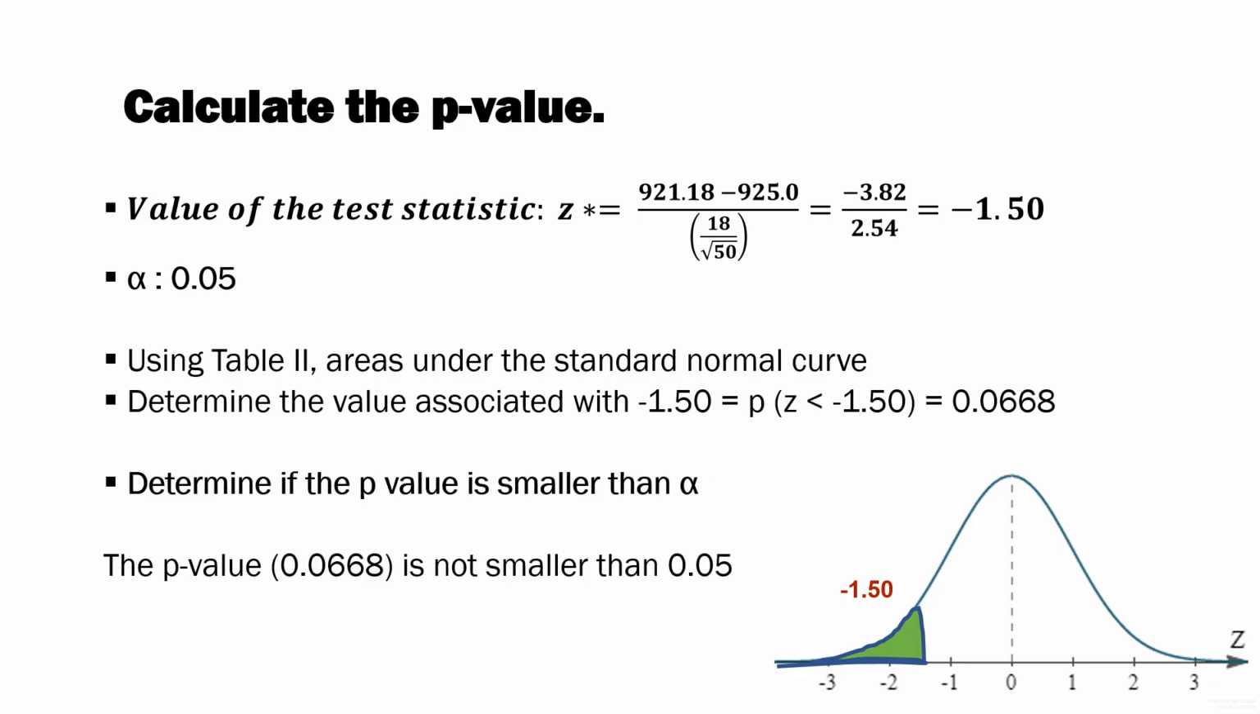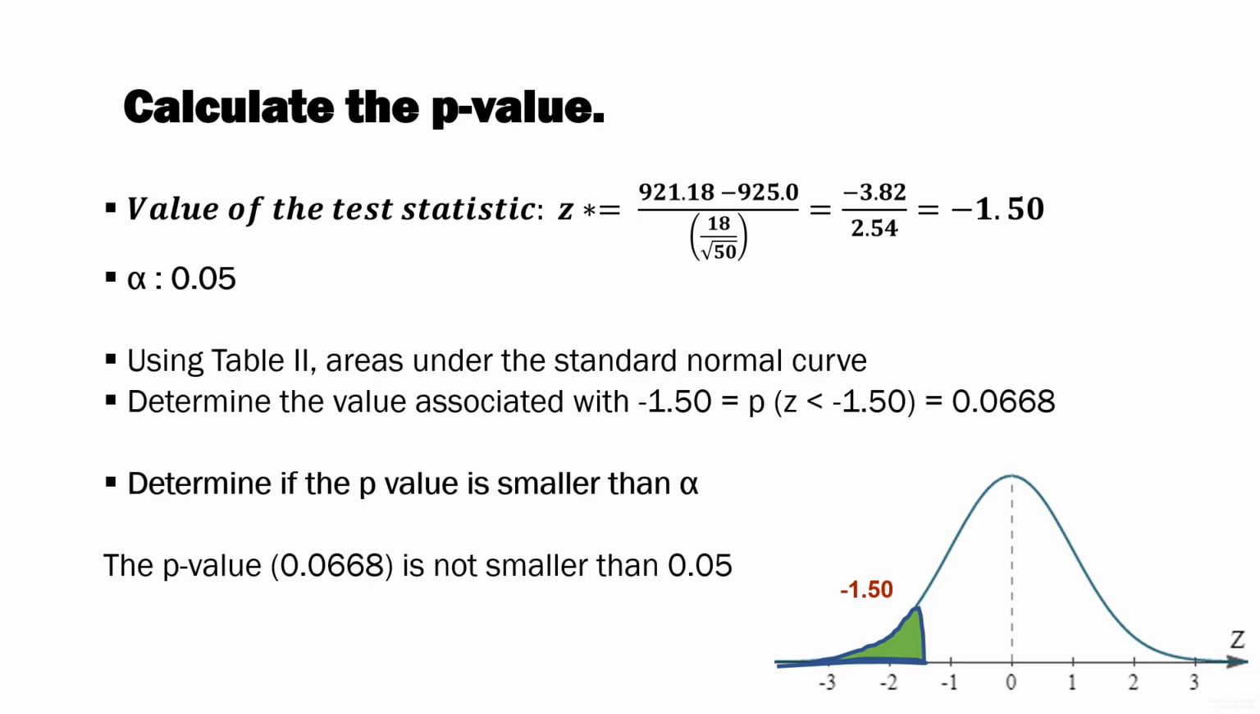One thing that really always does help is if you draw a sketch of the standard normal distribution and locate your statistic on it. As you can see, I've done that below there. I've got my negative 1.50 on there. So using table 2, we need to determine our p-value.